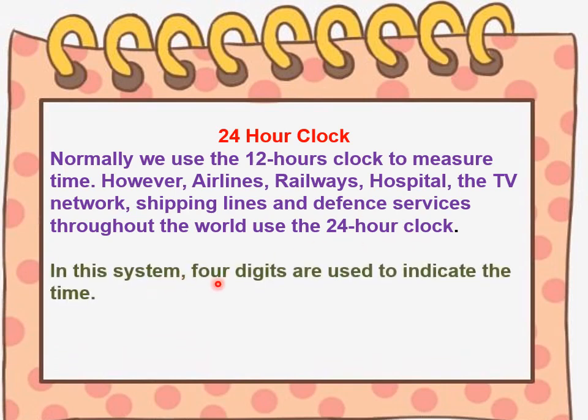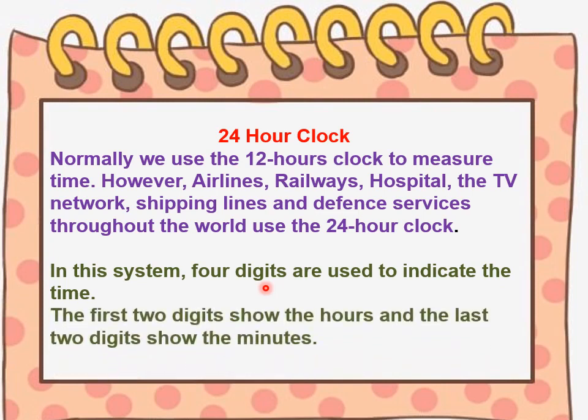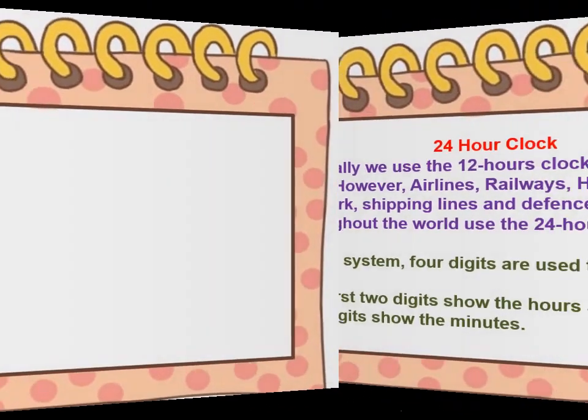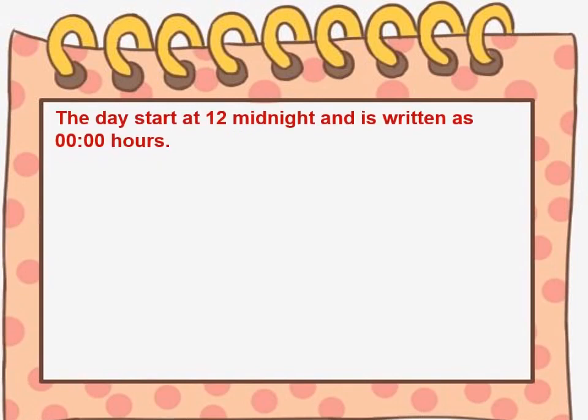In this system, 4 digits are used to indicate the time. The first 2 digits show the hours and the last 2 digits show the minutes. The day starts at 12 midnight. The new day will start at 12 midnight and it is written as 00, then dot, then 00 hours.